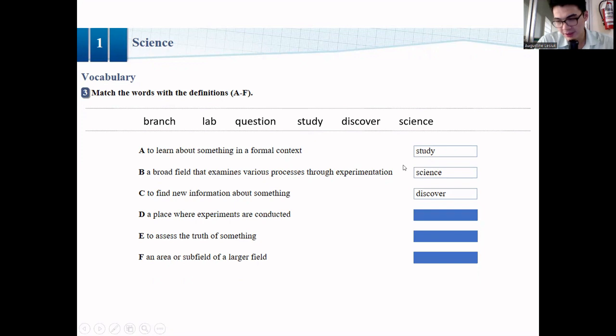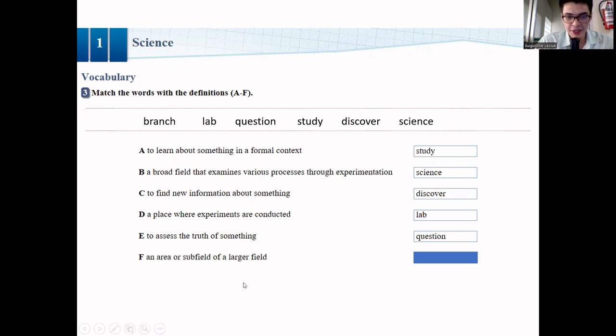Okay. Next, a place where experiments are conducted. We call that a lab. So a lab would have the equipment that a scientist would need, as we mentioned earlier. So therefore, most, if not all of their experiments would be done inside a lab. All right. Next, to assess the truth of something, we call that question. So when we ask about something, we try to evaluate or calculate or try to figure out what that something is. So that's what it means to assess the truth of something. Assess meaning evaluate or calculate.